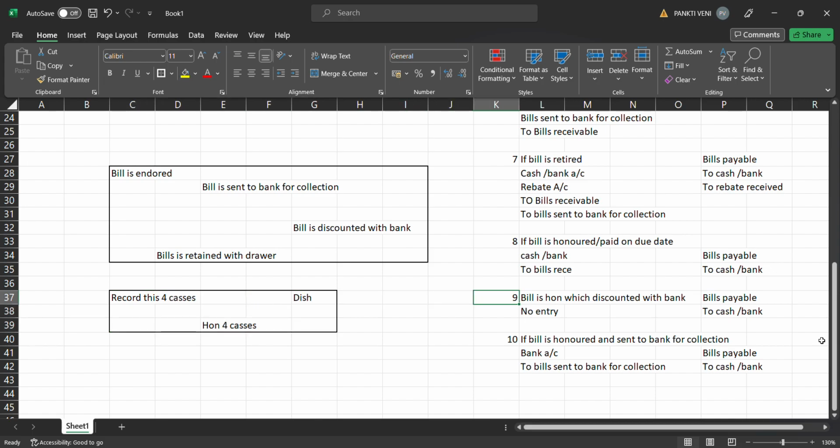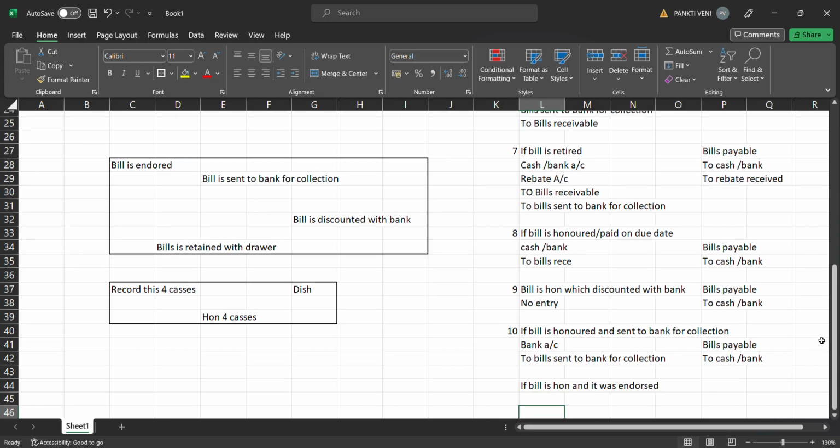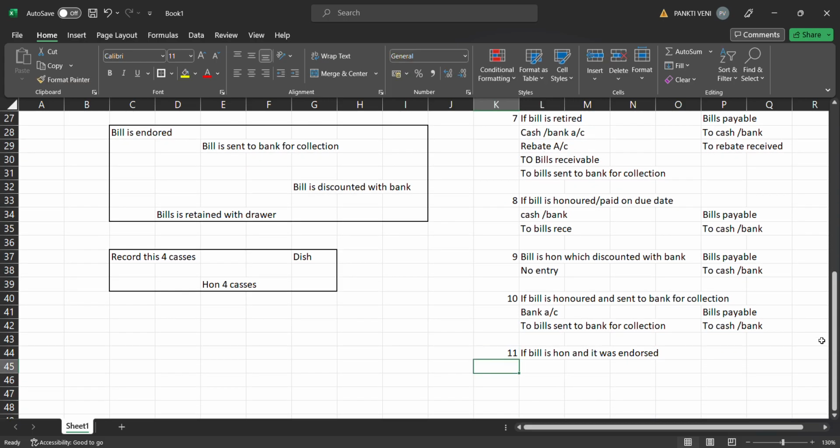So if the bill is honored and was sent to the bank for collection, you have bank to bills sent to bank for collection, and the same entry here. Then you have if the bill is honored and it was endorsed. In this case, no entry. Here it will be a normal entry.